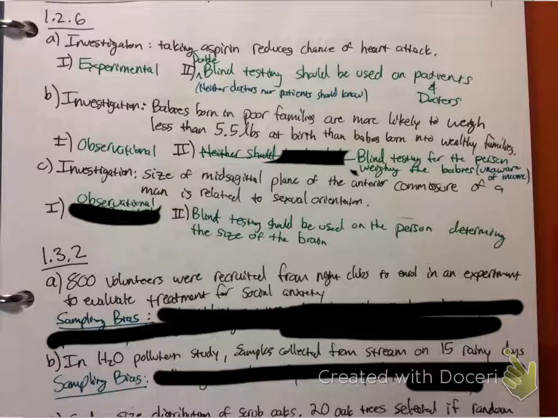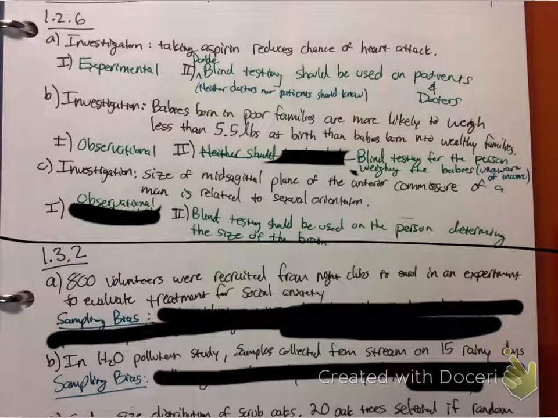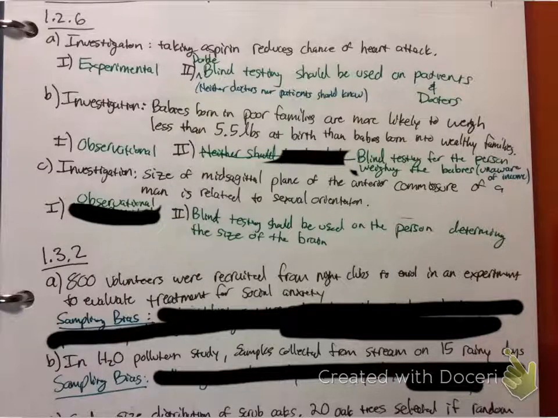Okay, so now we're going to move on completely to another section here. This one is just identifying the bias. If you have 800 volunteers that were recruited from a nightclub in an experiment to evaluate the treatment for social anxiety, what would be the bias? Well, look at here. They're from nightclubs, and that's pretty much the main thing here.